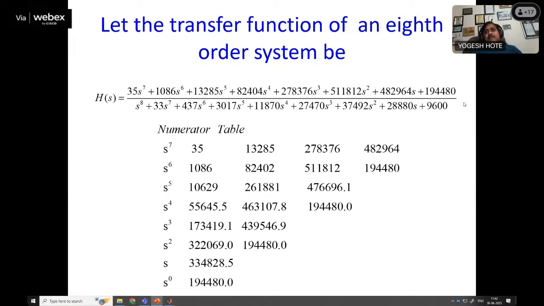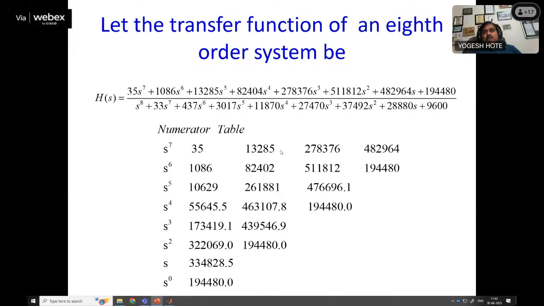So this is the example of the 8th order plant. S7, S6, this is the numerator, and this is the denominator. This is the proper transformation, and you can see that the Routh criteria is applied. So we have to write the elements. So 35, 138, like this the elements have been written.